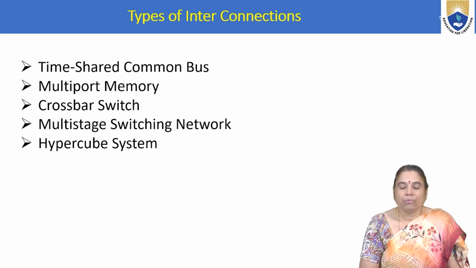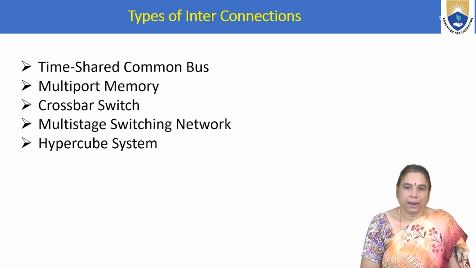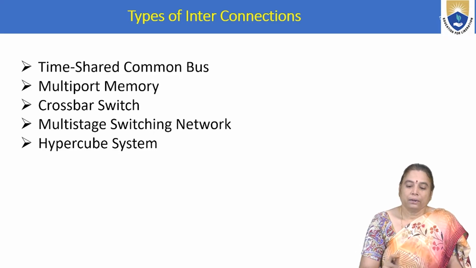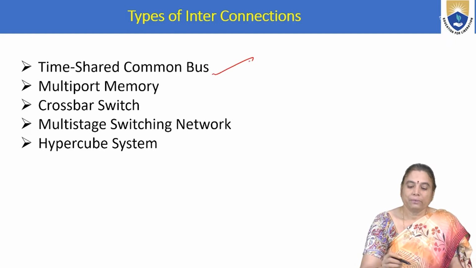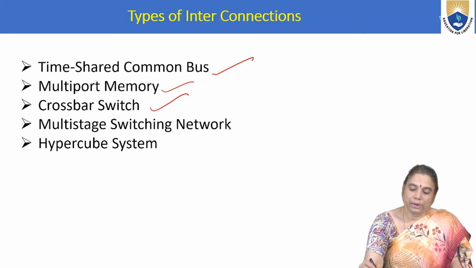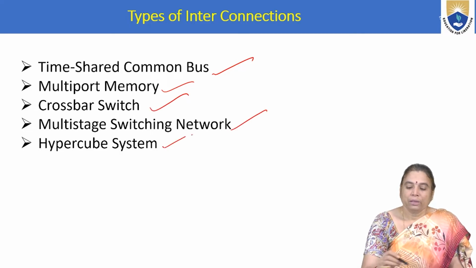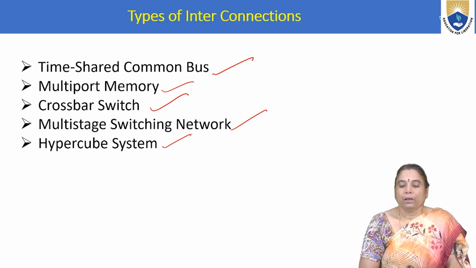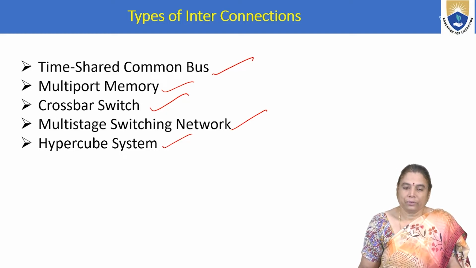And a variety of interconnection structures are available. They are time shared common bus, multi-port memory, crossbar switch, multi-stage switching network, hypercube. These are the variety of interconnection structures.